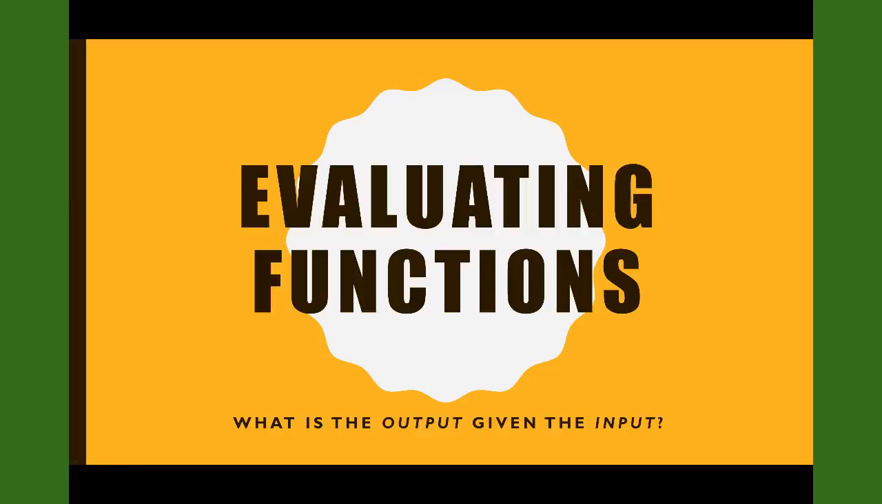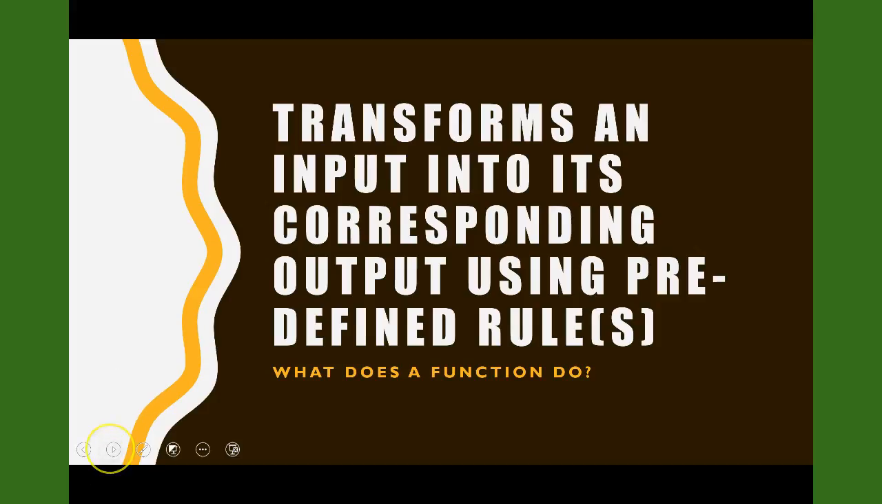Good morning, class. At this point, you should now be able to identify when a relation is a function and also identify the domain and range of a function. Now, what we want to do is to be able to evaluate functions, okay? Because what does a function really do? A function transforms an input into its corresponding output using predefined rules.